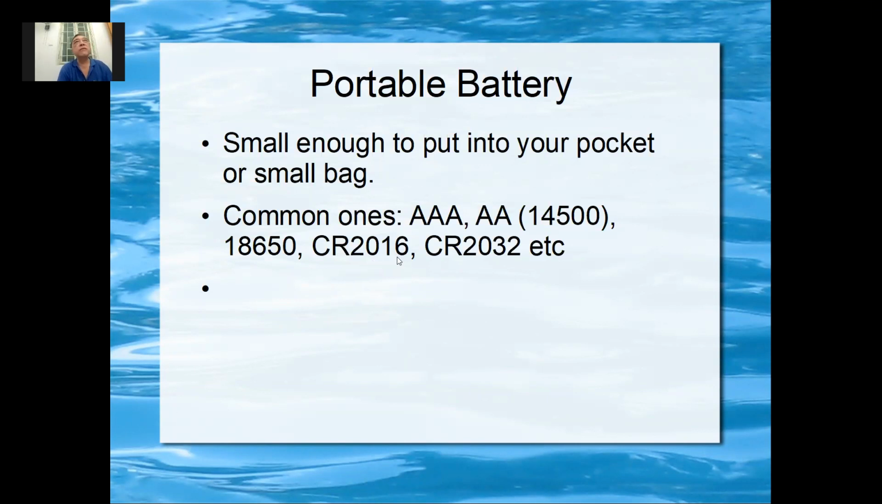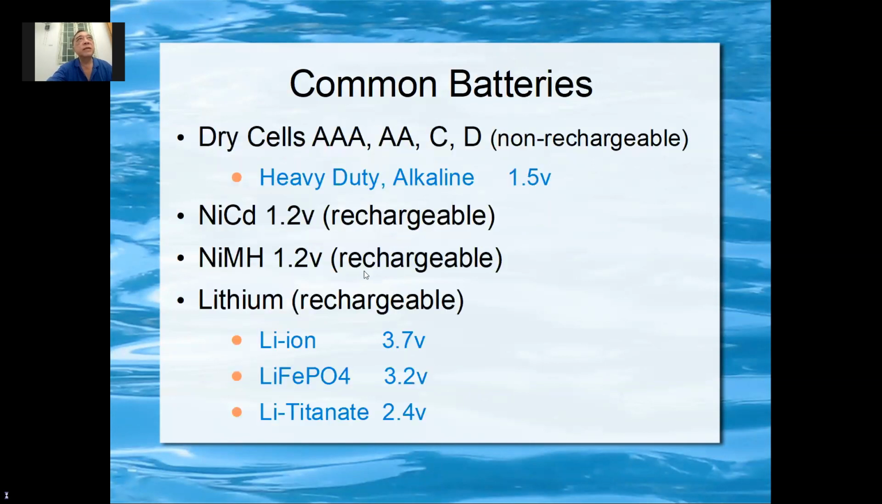Okay, and then if you get CR2032, it means 20 mm diameter and 3.2 mm thickness. Okay. So very common. This one, we call it dry cell. This type can be heavy duty or alkaline. But they are not wet.